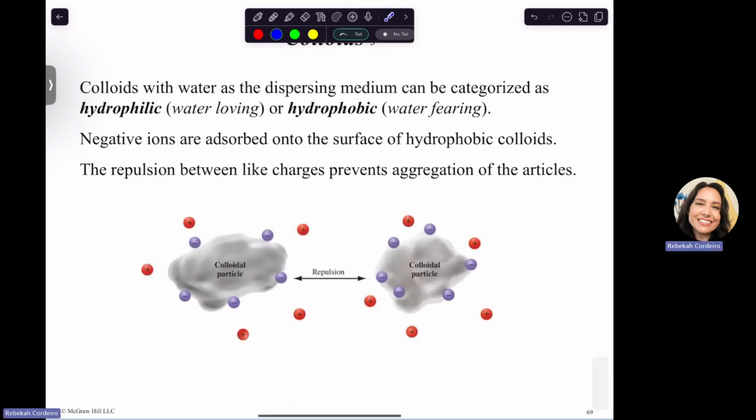For hydrophobic colloids, certain colloids can attract certain ions to them, and they can prevent aggregation, the pulling together of those particles. If we don't want these two particles to come together, then the colloid particles can attract certain ions to them, and that can keep them from clumping together.